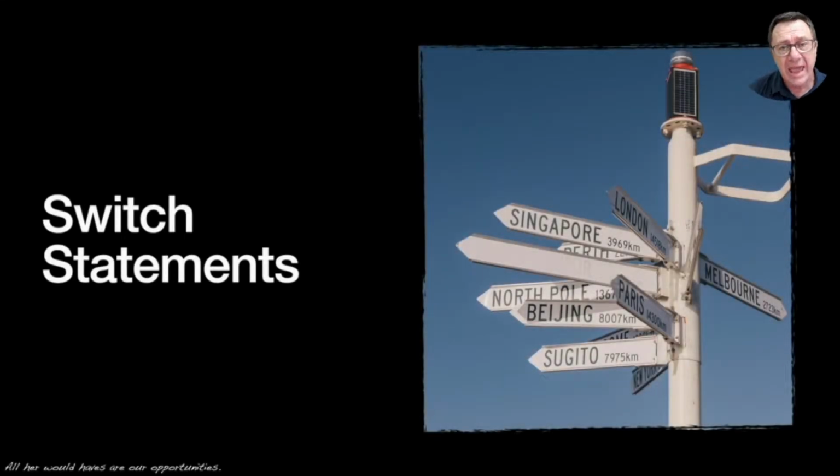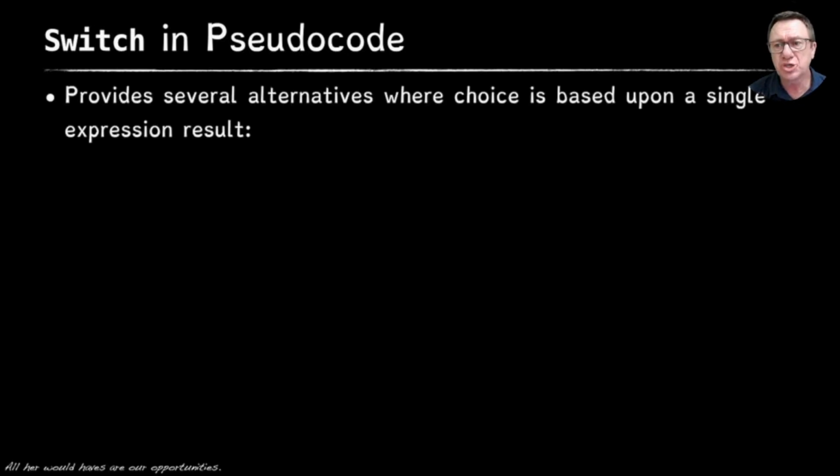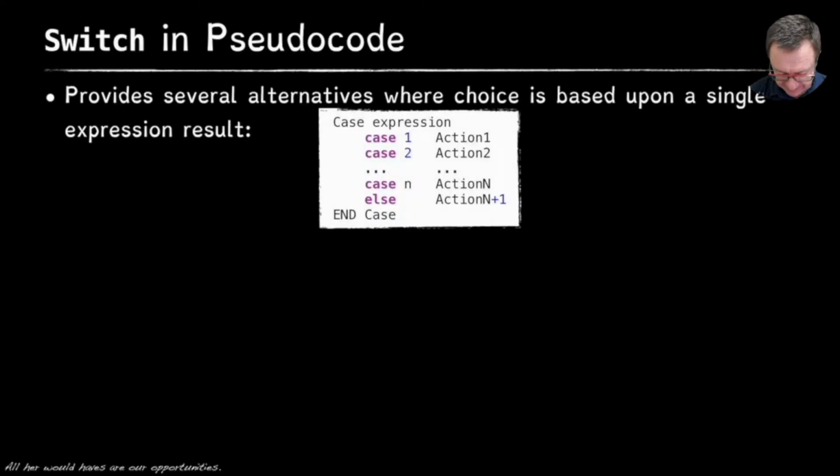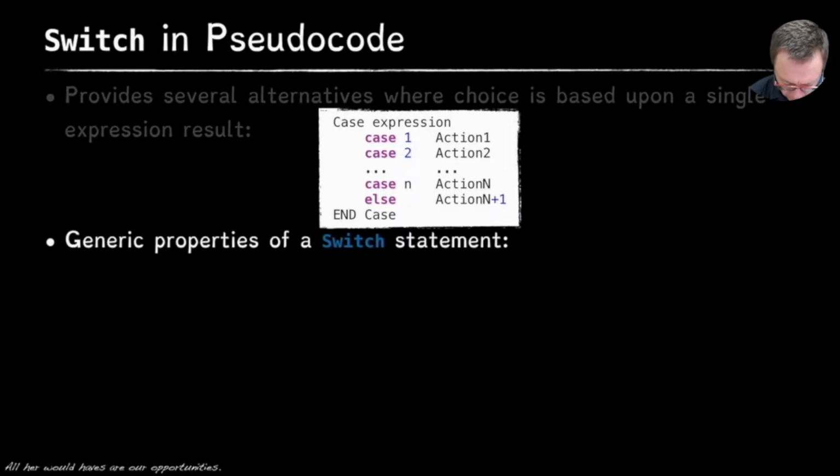Let's look at switch statements. So a switch in pseudocode, what does it do? Well, it provides us several choices when we're testing on one particular variable. So it goes like this: case, the expression, case 1, case 2, case 3, and we go through. Now let's have a look at what this looks like.